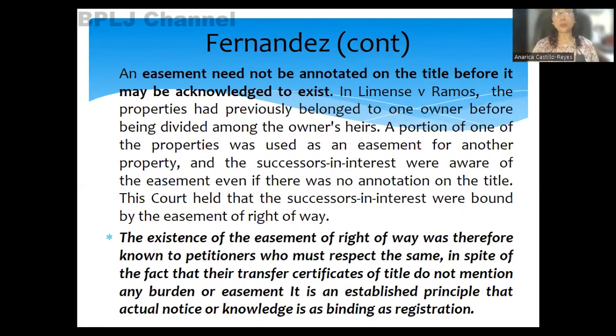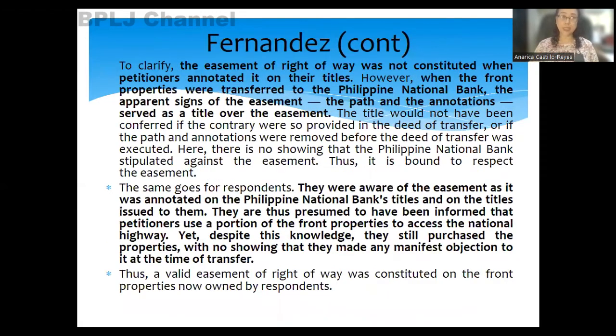An easement need not be annotated on the title before it may be acknowledged to exist. The existence of an easement of right of way was therefore known to the petitioners who must respect the same in spite of the fact that their title do not mention any burden or easement. It is an established principle that actual notice or knowledge is as binding as registration. So he is already estopped from denying the easement. Because he had knowledge of the same, he did not interpose any objection before he entered into the deed of sale. So the easement of right of way was not constituted when petitioners annotated it on their titles.